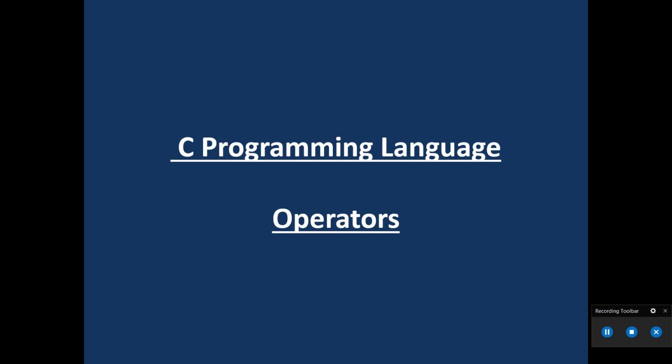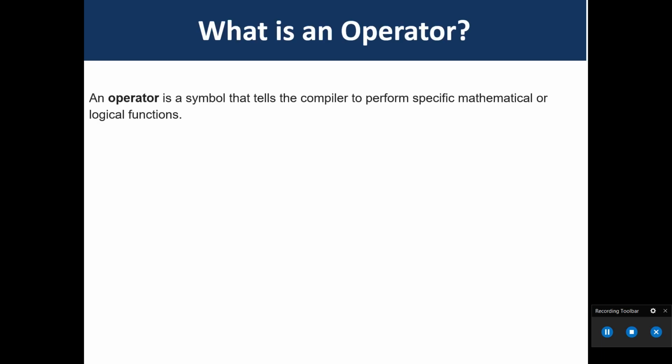Today we learn operators in C programming language. Now what is an operator? An operator is a symbol that tells the compiler to perform specific mathematical or logical functions.